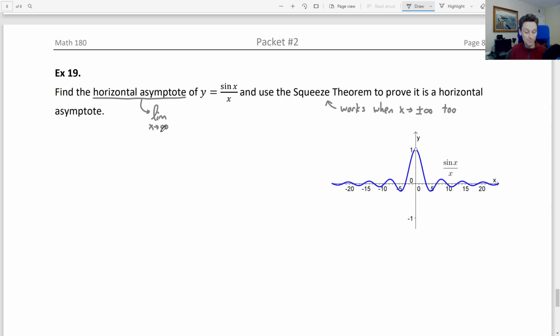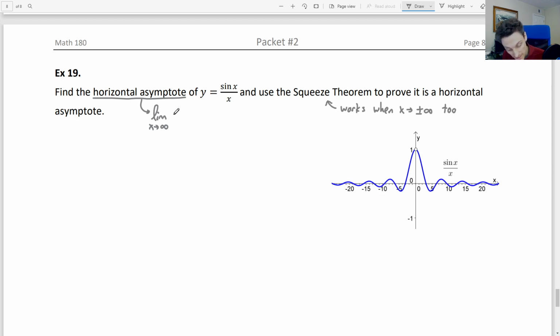If it said any horizontal asymptote, we might have to check negative infinity as well. But those are the only two directions you can go checking for horizontal asymptotes. They're either going to be out where x is going to positive infinity or where x is going to negative infinity. Those are the only two cases for functions, at least, where you can have horizontal asymptotes.